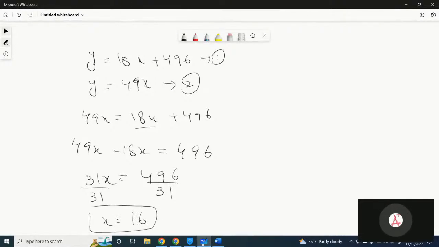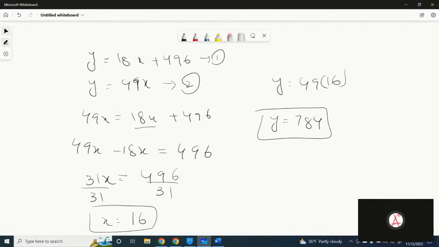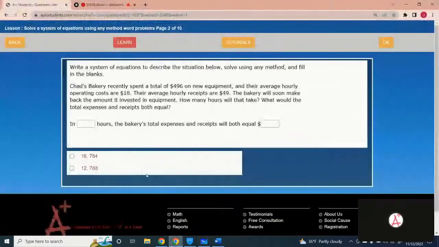Just put x equals 16 in equation number 2 and you'll get the value of y. 49 times 16 is 784, so y equals 784. That means x equals 16 and y equals 784. Got it? So the correct option is 16 and 784.